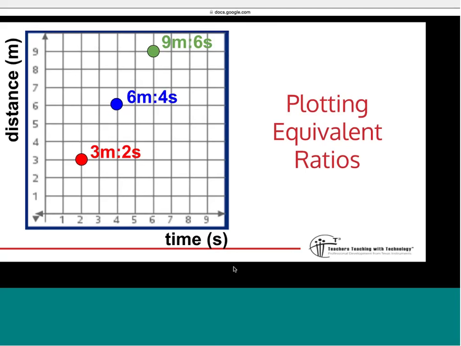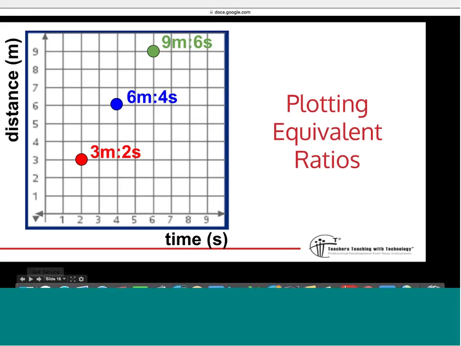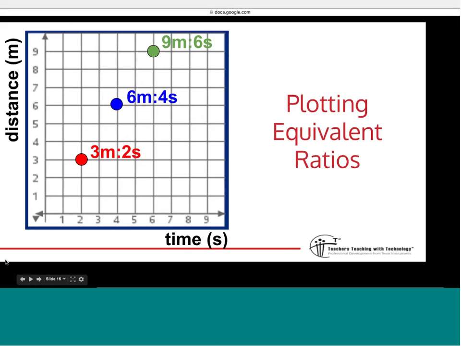So my question is, what do you notice? What do you notice about the plot of equivalent ratios? So I'm seeing constant rate of change. They should appear as 3/2 x. They are linear. They form a linear relationship. These points are collinear. Great geometry term. Love that. Students would say it makes a line.